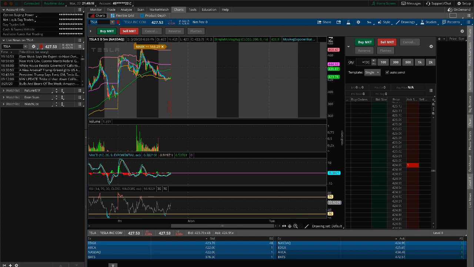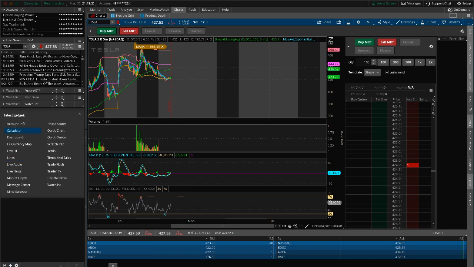Yeah, so that's how I have my news set up. You can obviously go down here in the plus menu and add all different sorts of widgets and gadgets that you want. Trader TV, Tetris, I've never seen that. Quick Quote, Quick Chart, Minesweeper, Level 2, all these different things. Account info I have up here, I guess that counts as a widget. It's just there already at the beginning of TOS, so I didn't really touch that.